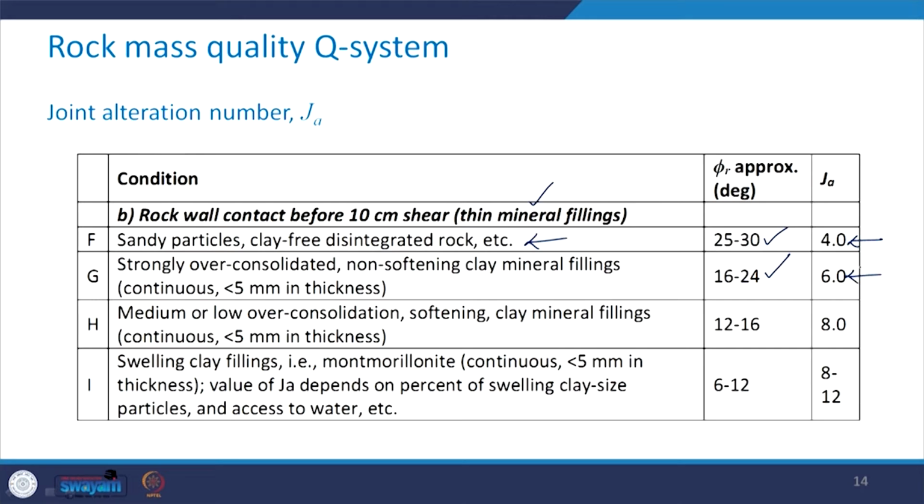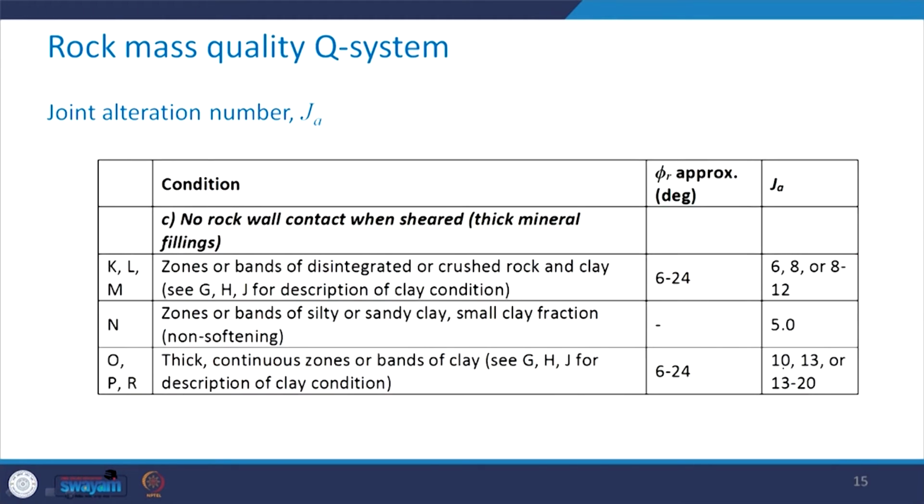Similarly, if you have medium or low over consolidation, softening, clay mineral filling, then the rating is even higher, and the last one in this is swelling clay fillings, and in that case you can see that the rating goes as high as 12 with phi R ranging between 6 to 12 degrees.